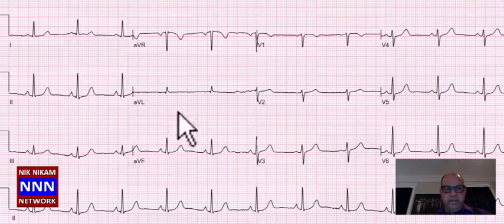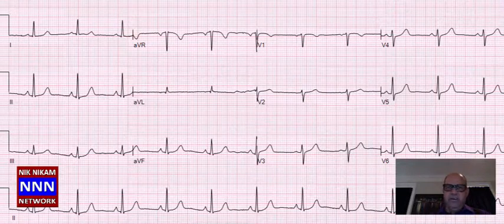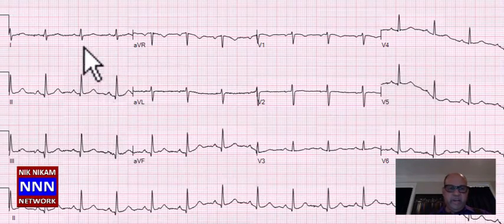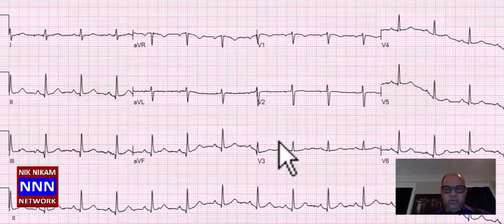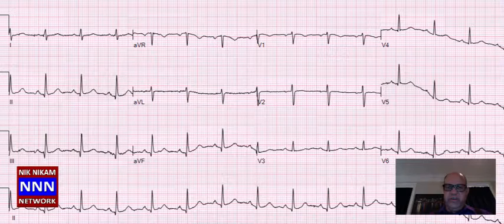Anterior, inferior, and anterior and lateral leads. Okay, normal. Let's move right along. Sinus rhythm. T waves look okay. Anterior leads, we got some problem. There are some flat T waves anteriorly, and also laterally there are some flat T waves. So this is not a normal electrocardiogram. This is an electrocardiogram with non-specific T wave changes.